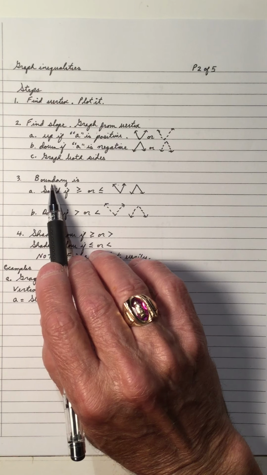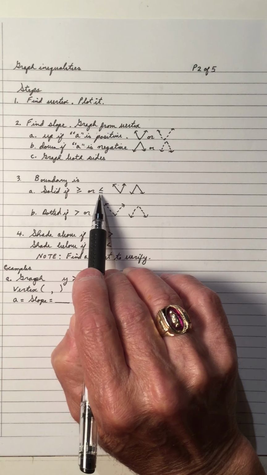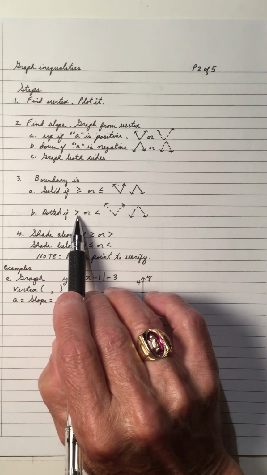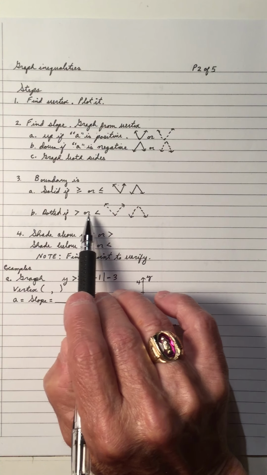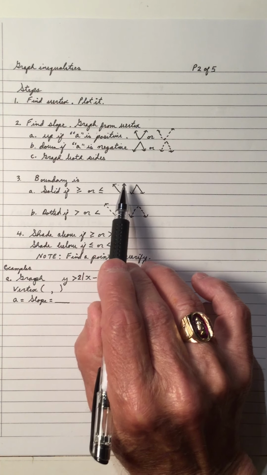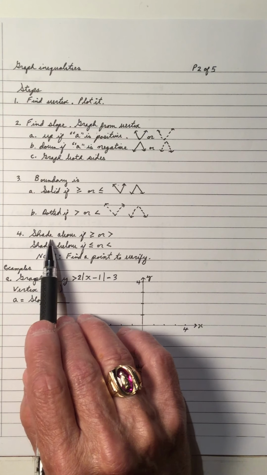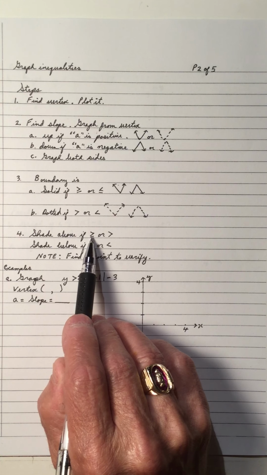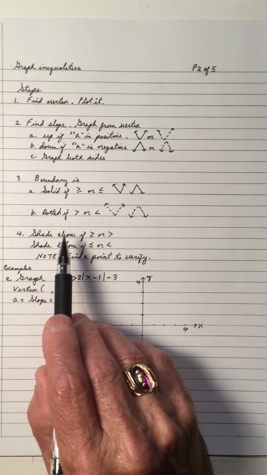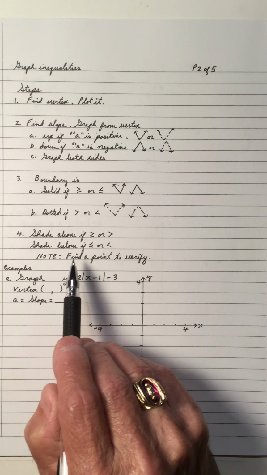And then the boundary line is solid if you've got a greater than or equal to or less than or equal to. Solid is when you have an equal to, and dotted if you have no equal to, just less than or greater than. The boundary line is solid if it's equal to, because all the points on the boundary line fit the inequality. And we shade above if we have greater than, or greater than or equal to. Above is going up, and we shade below if we have less than, or less than or equal to.